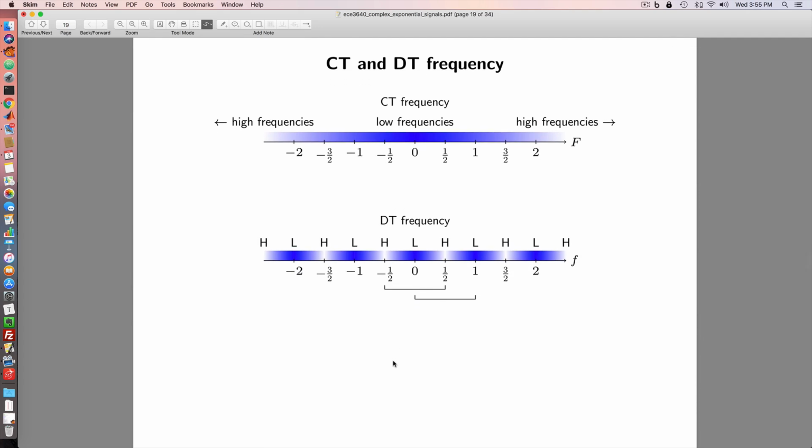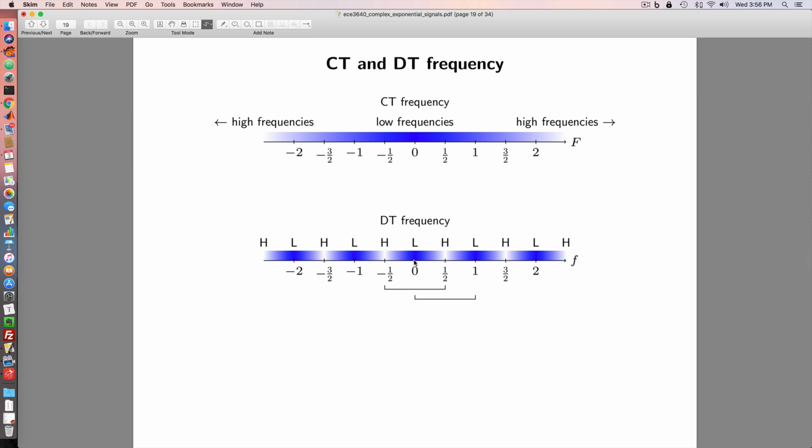So on this slide, I'm showing the frequency axis for continuous time frequency and for discrete time frequency. And I'm trying to use color gradients to give you the sense about where low frequencies are and where high frequencies are. So you can see here that where we have dark blue, these are going to be low frequencies. And as you get out towards the white part of this gradient, those are higher frequencies. And the further out you move on this axis, the higher the frequencies, the higher the oscillations. But in discrete time, that's not the case.